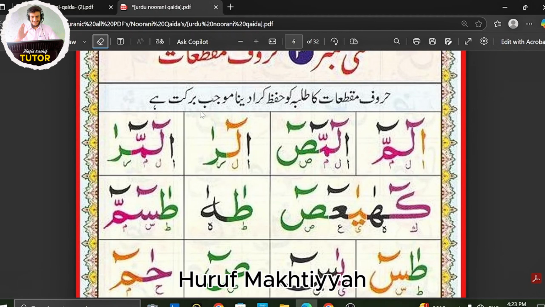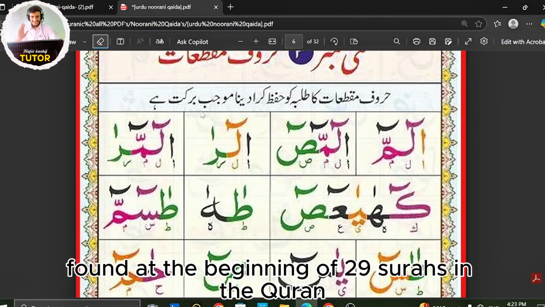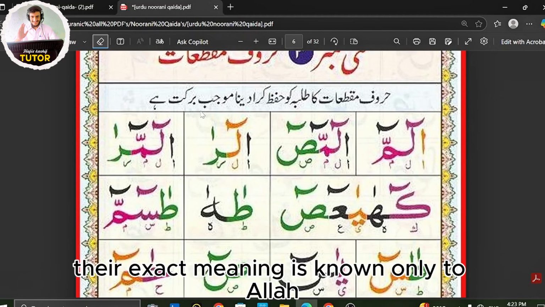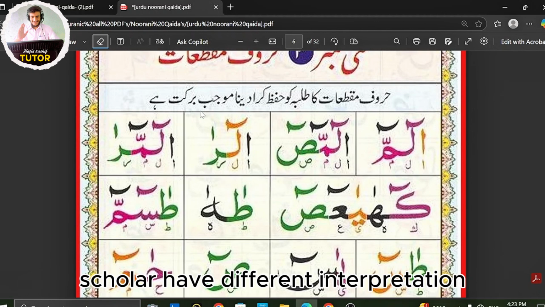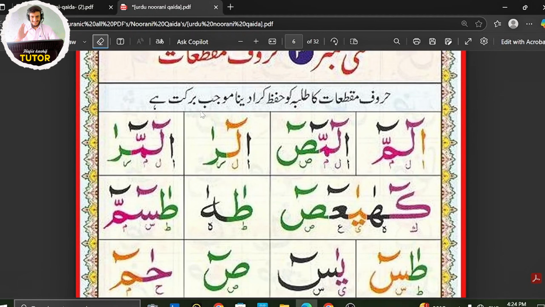Haroof Muqatiaat are disjoint or mysterious letters found at the beginning of 29 surahs in the Quran. Their exact meaning is known only to Allah. Scholars have different interpretations. No other Arabic text begins with such letter combinations. The purpose of these haroof is to emphasize the Quran's miraculous nature.